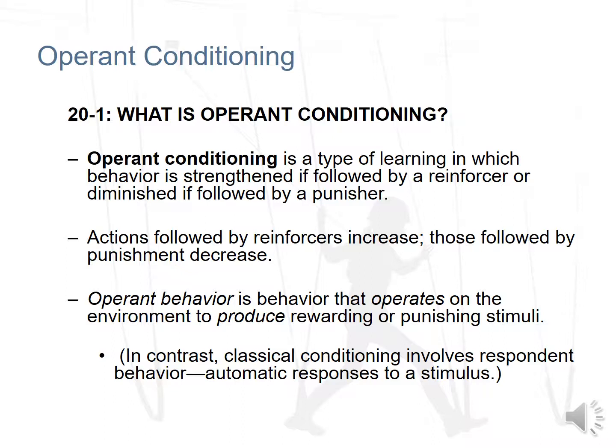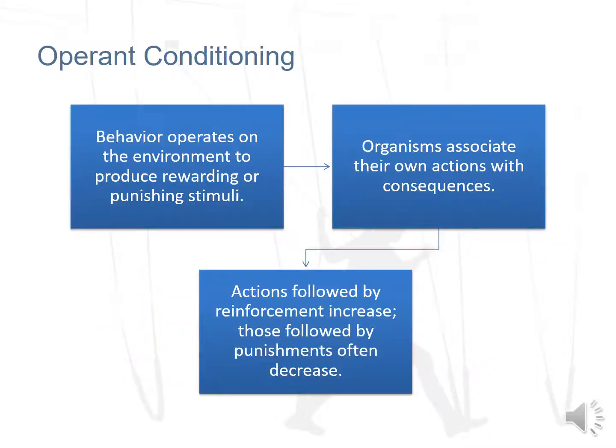Operant conditioning is a type of learning in which behavior is strengthened if followed by a reinforcer or diminished if followed by a punisher. Actions followed by reinforcers increase, those followed by punishment decrease. Operant behavior is behavior that operates on the environment to produce rewarding or punishing stimuli, in contrast to classical conditioning, which involves respondent behavior, automatic responses to a stimulus.